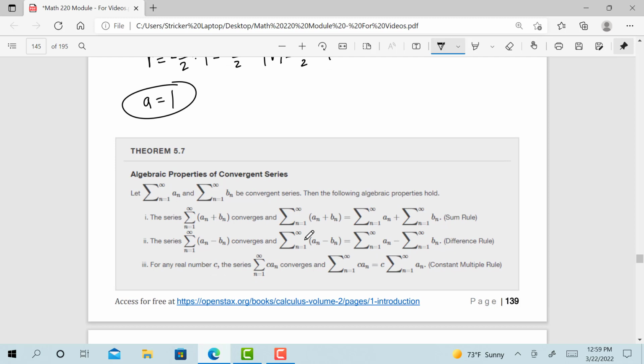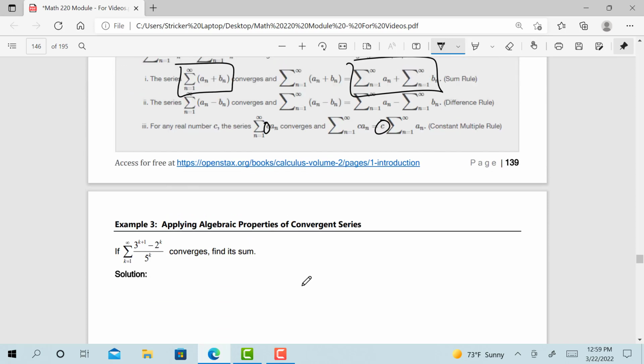We also have here in Theorem 5.7 some properties of series. Most notably, if you have 2 separate series, A sub n and B sub n, and they're both convergent series, then we can separate those into a sum of 2 series, right? So if we have something like this, we can rewrite it like this. And the same goes with subtraction. We can also pull a constant inside the series out in front. So we can use both of those.